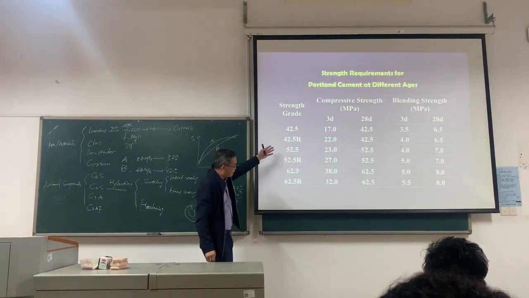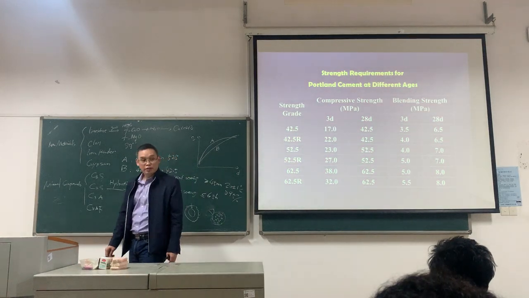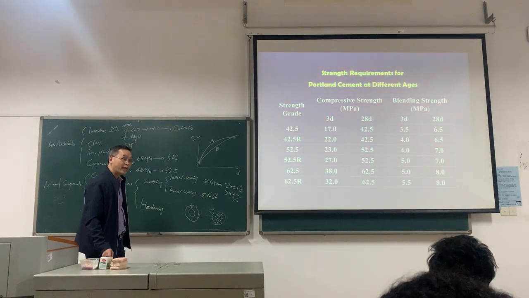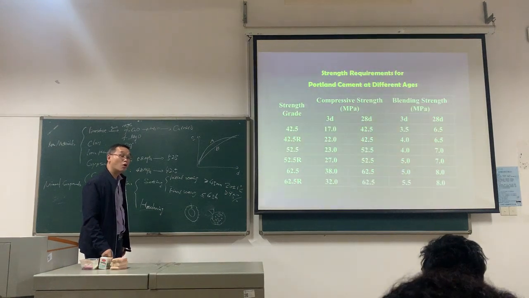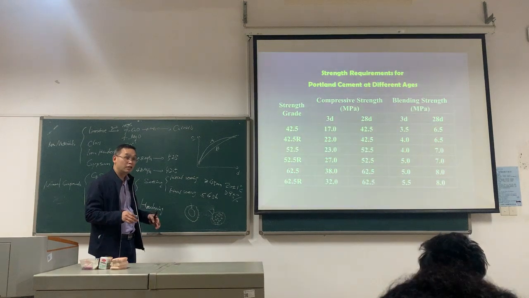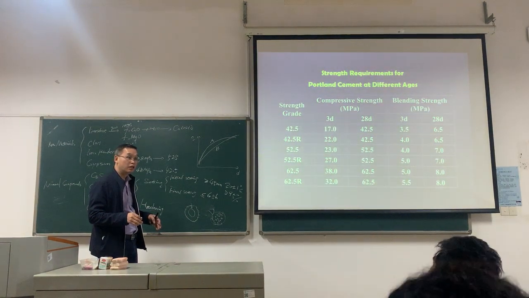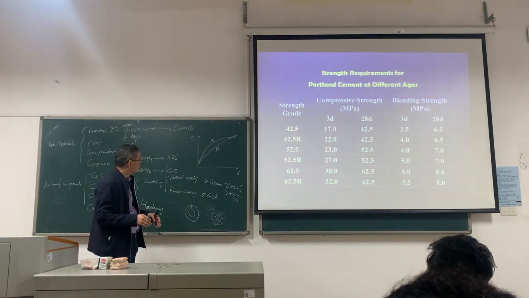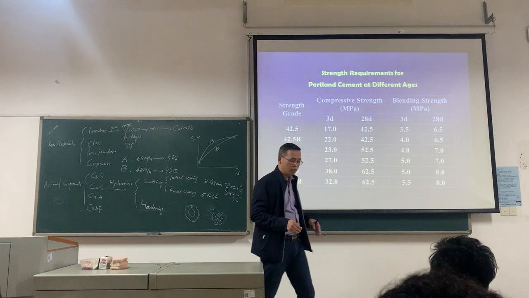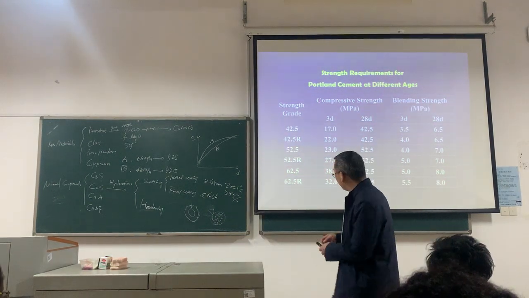These are the strength grades for Portland cement. So how can we get the compressive strength? Because we use 52.5, but we got 58 MPa. How? Did we use an addition?